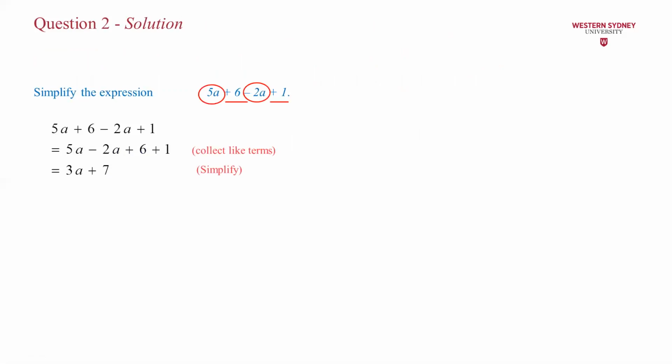When simplifying this expression, we need to collect the like terms. So the terms with a are like terms and the numbers are like terms as well. Rearranging them together, we have 5a minus 2a plus 6 plus 1. Remember, it's the sign in front of the term that is the sign for that term. 5a minus 2a is 3a, and 6 and 1 is 7. It can't be simplified any further.